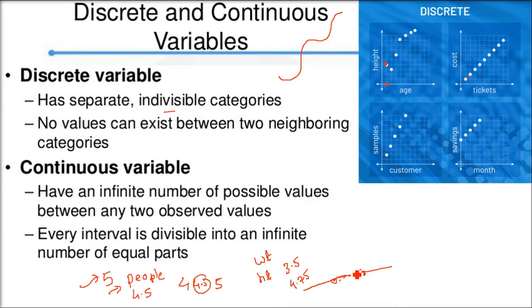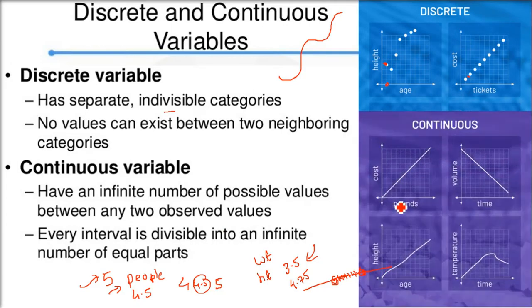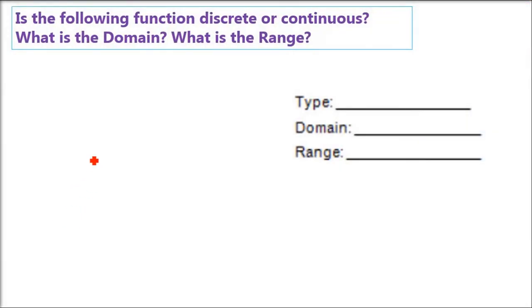When you are able to draw a line between 2 points, then we say it's continuous. As I said, if you can draw a graph without picking up the pen or pencil from the paper, that is continuous. If you have to pick it up, that will be a discrete graph. So every interval is divisible into an infinite number of equal parts. There is no line here which is broken. It is continuous. You don't have to pick your pen up. Take an example.